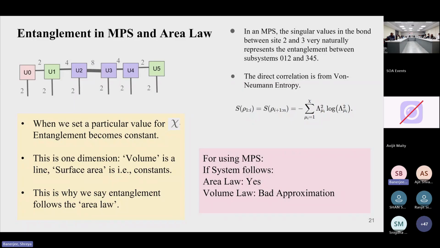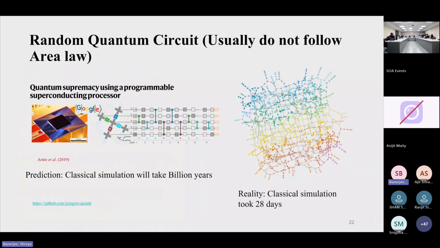Okay, this slide is here to show you that MPSs are not the only tensor network method. There are lots of tensor network methods in actuality, and this is one very complicated circuit that doesn't follow area law. This is the first quantum supremacy experiment that Google announced in 2019, I think. They predicted at that time that classical simulation would take 1 billion years to reach the level of accuracy that they got for this particular circuit. This is the tensor network representation of this circuit using this library, and in reality the classical simulation on an HPC took only 28 days.